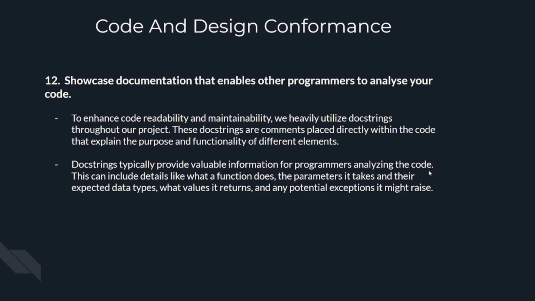To enhance code readability and maintainability, we heavily utilized docstrings throughout our project. These docstrings are comments placed directly within the code that explain the purpose and functionality of different elements. Docstrings typically provide valuable information for programmers analyzing the code. This can include details like what a function does, the parameters it takes and their expected data types, what value it returns, and any potential exceptions it might raise.